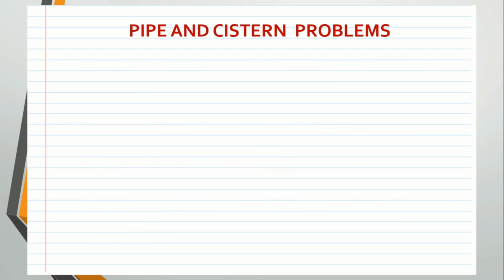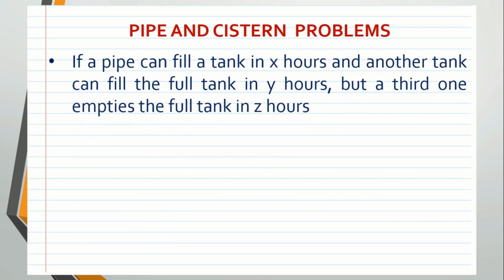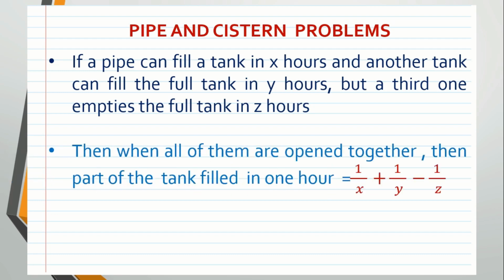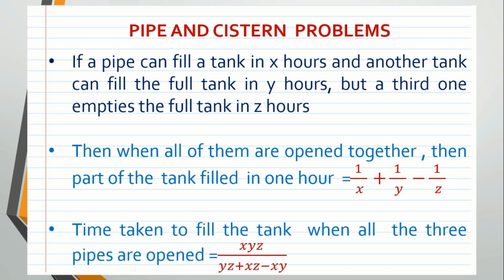Now, if a pipe can fill a tank in x hours, another pipe can fill the full tank in y hours, but the third one can empty it in z hours, in that case, when all of them are open together, the part of the tank filled in 1 hour is 1 upon x plus 1 upon y minus 1 upon z, and the time taken to fill the tank when all the three pipes are opened is xyz upon yz plus xz minus xy, right children?